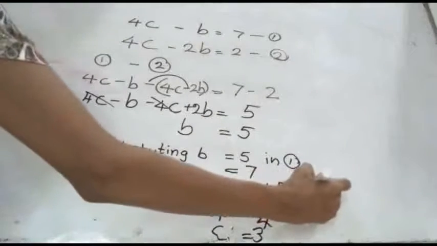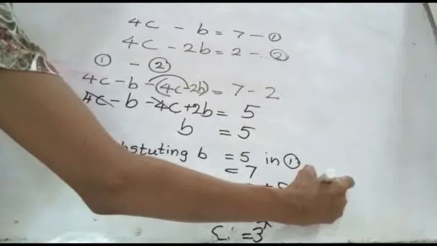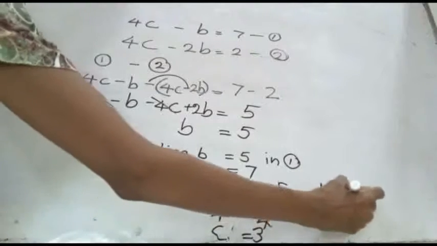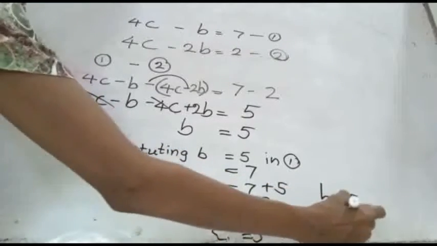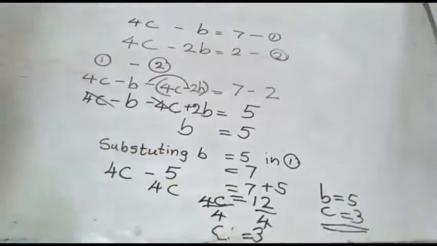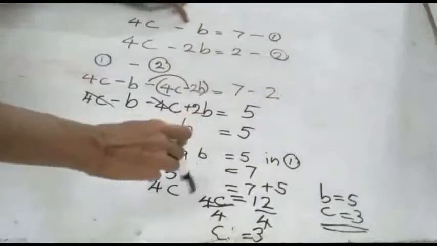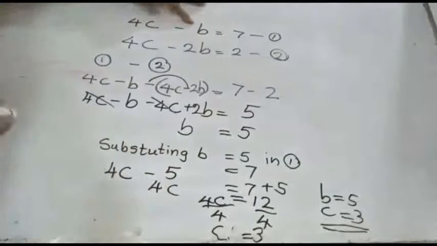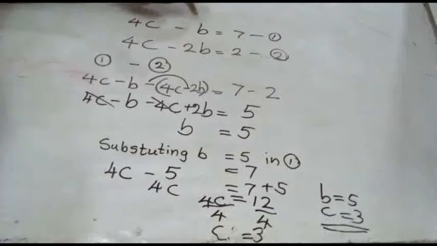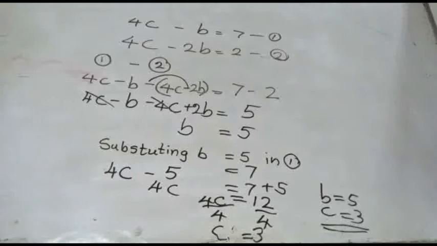The solution is b is equal to 5, c is equal to 3. We can check the accuracy of the answer when we substitute b is equal to 5, c is equal to 3. 4 times 3 is equal to 12. 12 subtract 5 is equal to 7. It is equal to the right hand side.